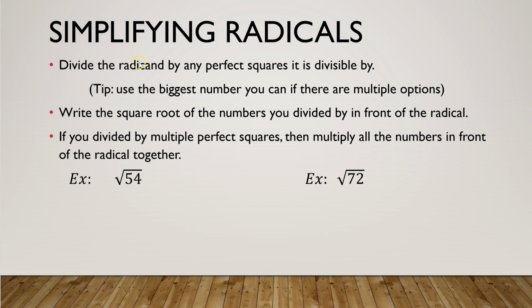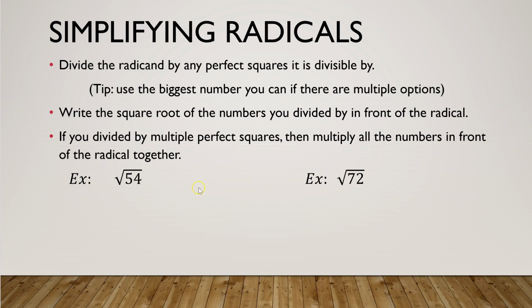So to simplify radicals, we're going to use that list of perfect squares and try to find the biggest number that the radicand is divisible by and split that up as the perfect square times some other number. The perfect square number, you're going to be able to take the square root of that and then bring that number in front of the radical.